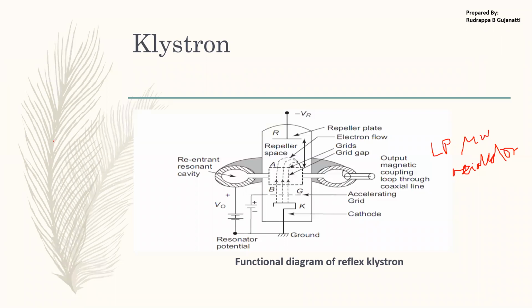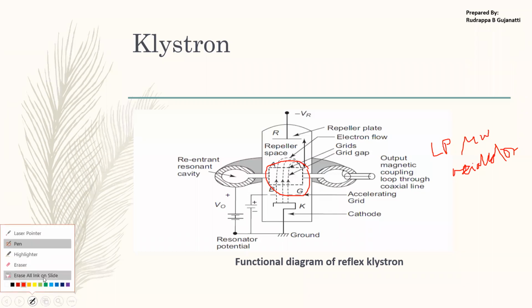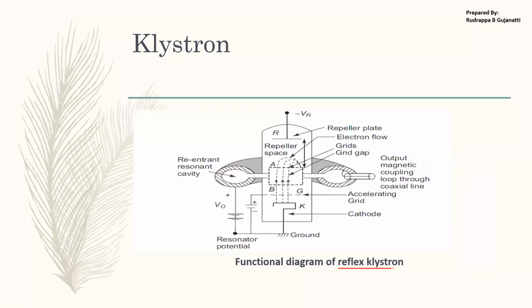Then what about multi-cavity? Here you can see that there is a cavity present. In the coming sessions, we'll be discussing the two cavity klystron, wherein we'll be having two cavities. Such a klystron, that is the multi-cavity klystron, is basically used as a low power microwave amplifier. This one, the reflex klystron, is used as a low power microwave oscillator, and the multi-cavity klystron is used as a low power microwave amplifier.